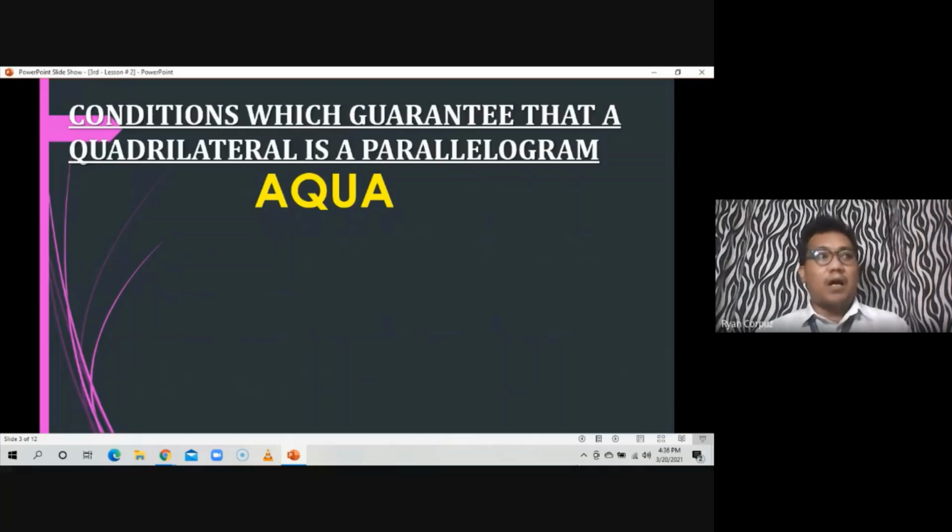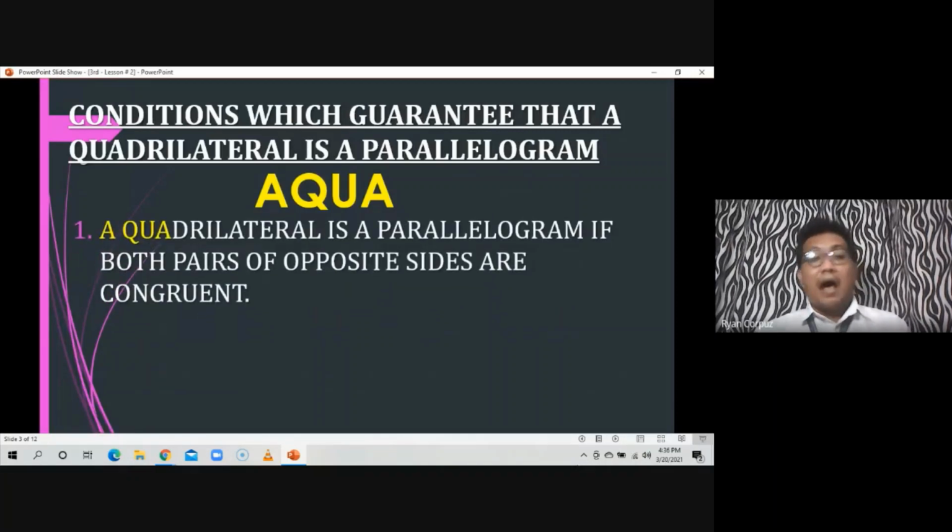Ano-ano ba yung mga conditions which guarantee that a quadrilateral is a parallelogram? So, una, sabi dito, a quadrilateral is a parallelogram if both pairs of opposite sides are congruent. So, specifically, that first statement, we are pertaining to the definition of a parallelogram. A parallelogram has two pairs of opposite sides which are parallel and congruent. Diba? So that's the first one. So if that is the case, then we can guarantee that a quadrilateral is a parallelogram.